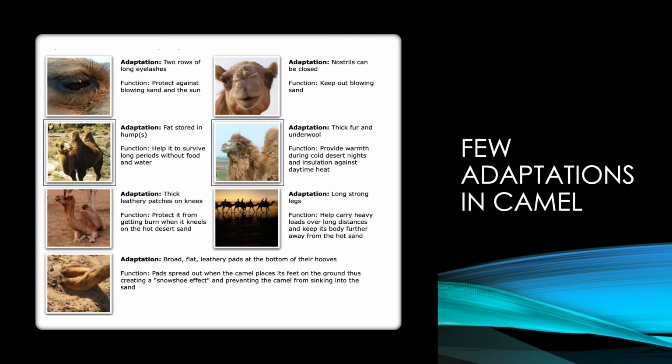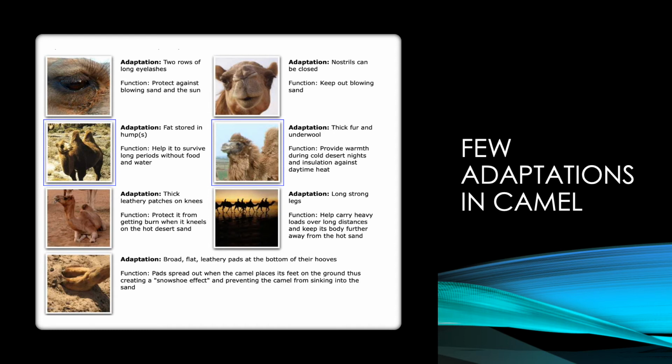A few adaptations in camels. They have two rows of long eyelashes to protect against blowing sand and the sun. They have fat stored in the hump to help them survive long periods without food and water. They have thick, leathery patches on their knees to protect them from getting burned when they kneel on the hot desert sand. They have broad, flat, leathery pads at the bottom of their hooves.